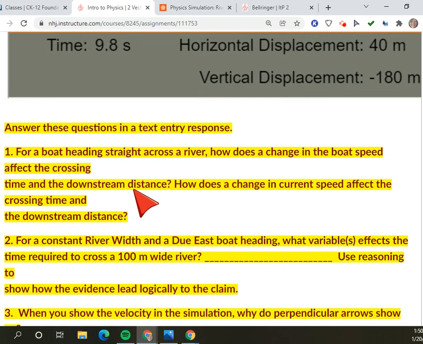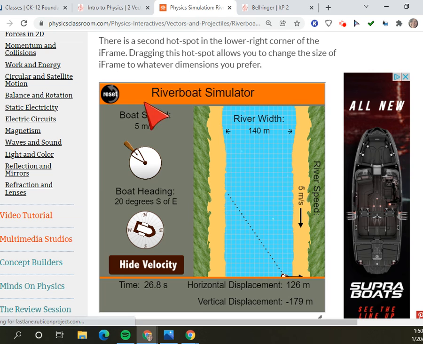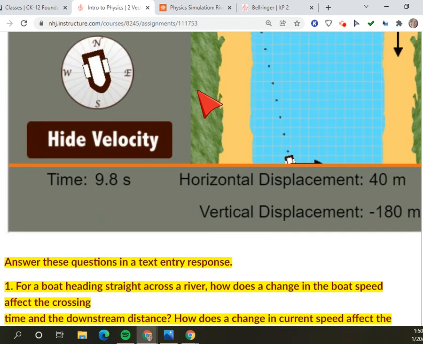the effective crossing time. So I don't want to answer all the questions for you. I want you to play with the simulation, but that's how you would go about it. Look at the variables that it has in the question, play with them, and then answer your question. Now, this one, you've got to change a few variables for number 2. River width, due east, and time required is what you're looking at. So you need to write something there. And we already talked about the velocity in the simulation. So you should be answering these questions using this Physics Classroom simulation, which is linked above.